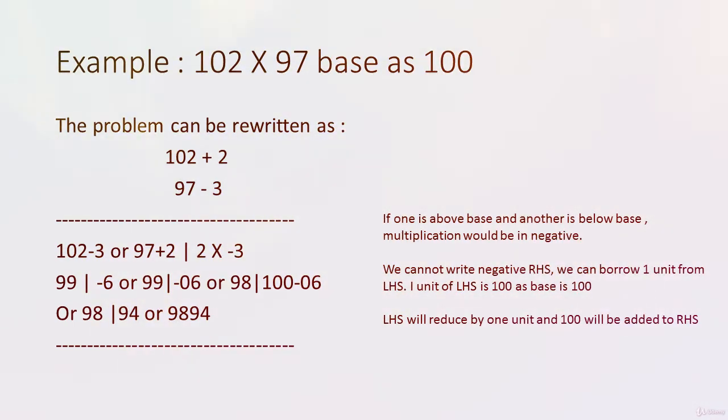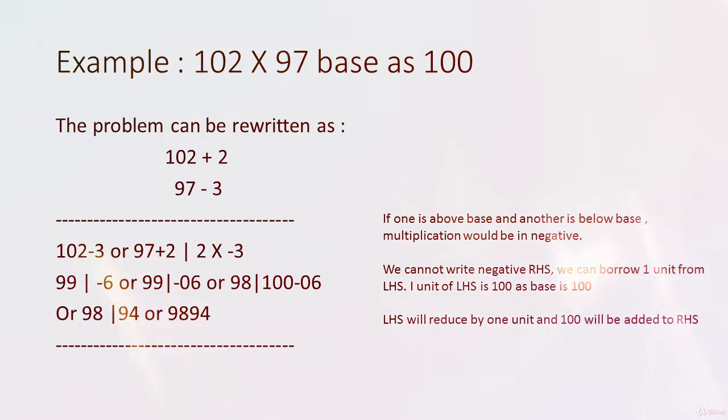So this is an interesting problem. We will solve it. For getting the left hand side portion of your answer, you have to do cross addition. That is 102 minus 3 or 97 plus 2. The result will be 99. So the left hand side portion of your answer is 99.